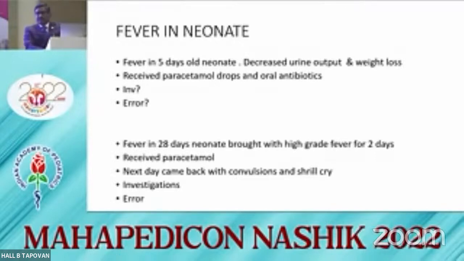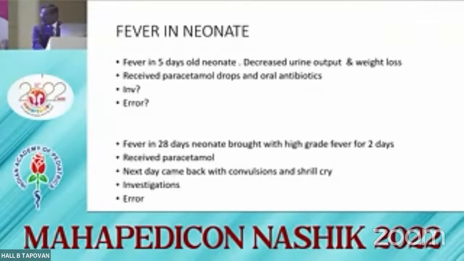So what exactly is being done here? He had CBC, CRP, blood culture sent, and antibiotics were started. What is the error? This is a clear case of decreased urine output, weight loss, and the child is active. So it is a dehydration fever.